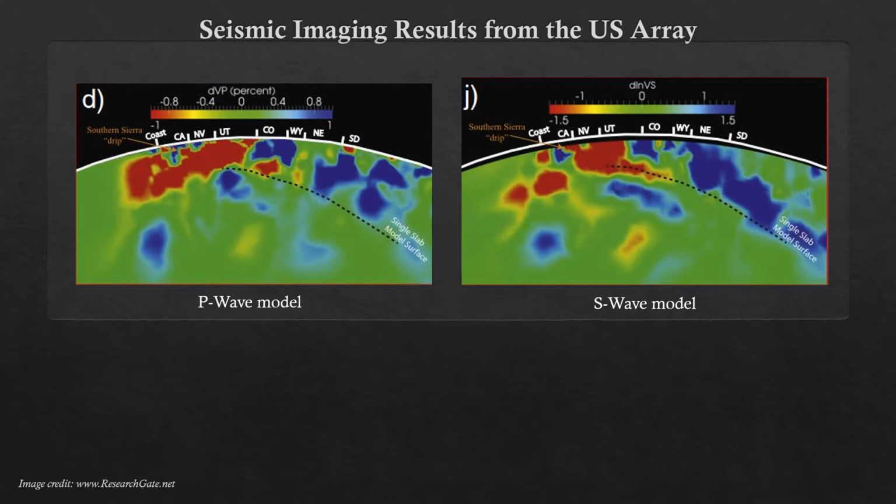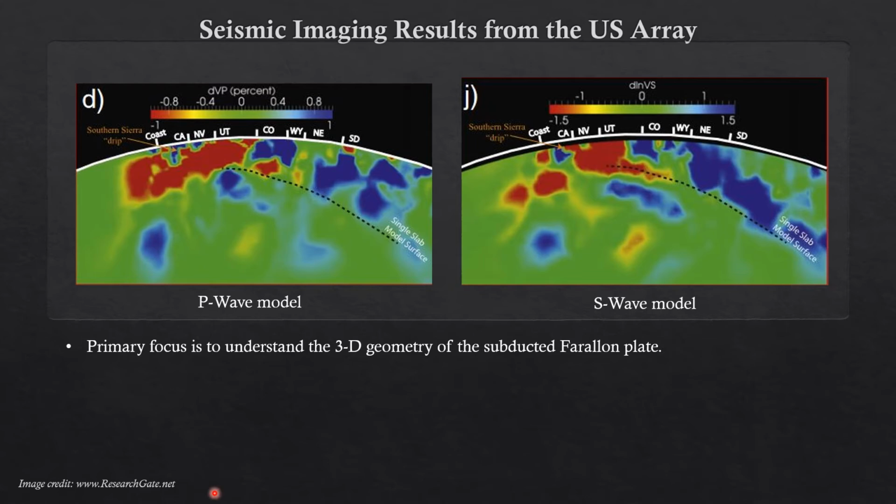Shown here are seismic imaging results from the USArray, which were a contribution from researchers in a tectonophysics article. You see to your left-hand side a P-wave model, stretching from California on eastward, and an S-wave model, which is stretching from Southern California and eastward as well. The primary focus of this research was to understand the 3D geometry of the subducted Farallon plate. In order to do this, a technique known as tomography was used.